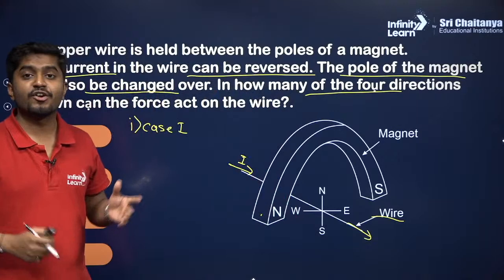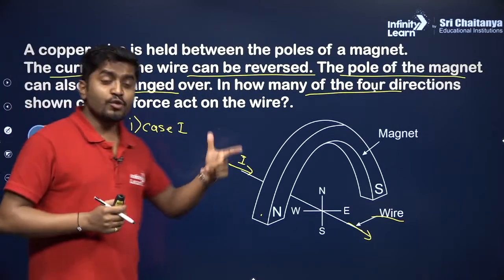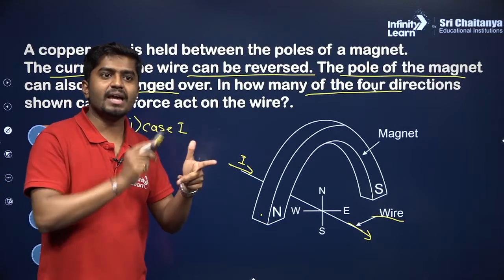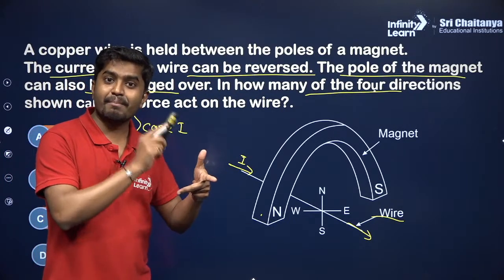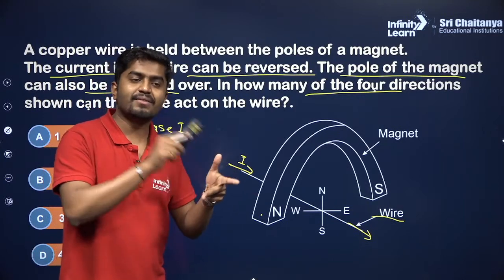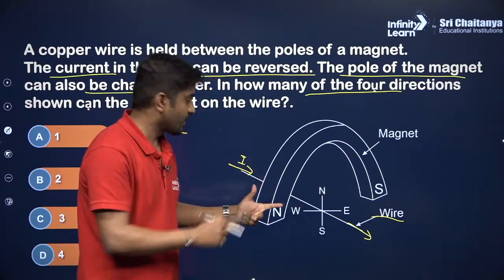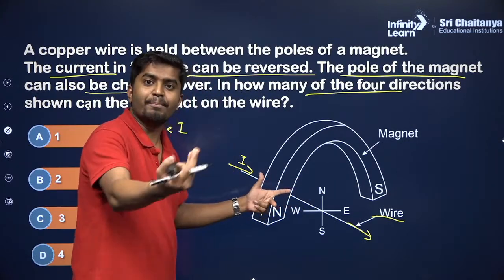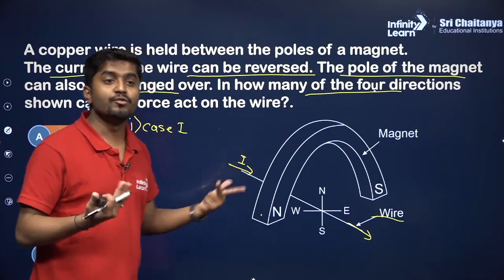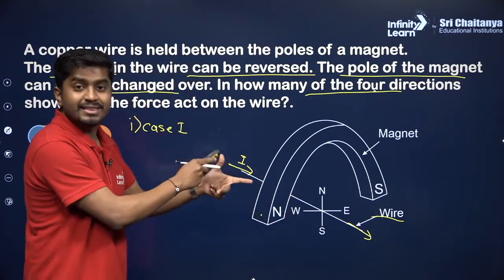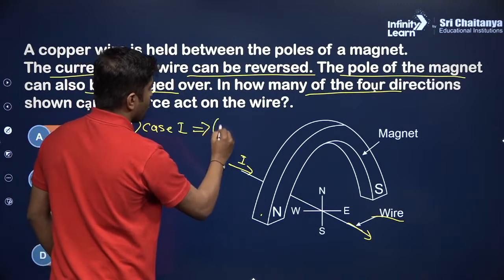So how do we find the direction of force? Yes, correct. So we use FBI. You remember Fleming's left hand rule. F is the force, B is the magnetic field and I is the current. Now magnetic field is from north to south, so this is the first finger. The current is coming out of the page. This is a 3D diagram, so you have to visualize a little bit. What is the thumb? Thumb is pointing in the north direction. So for case one, force is in the north direction.